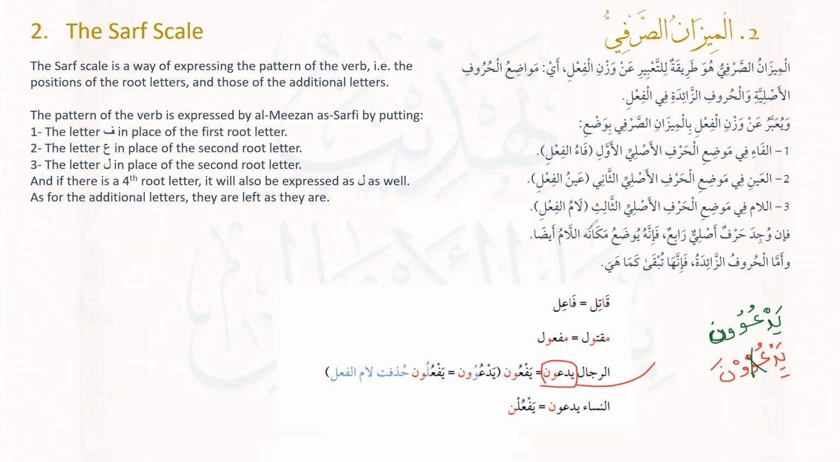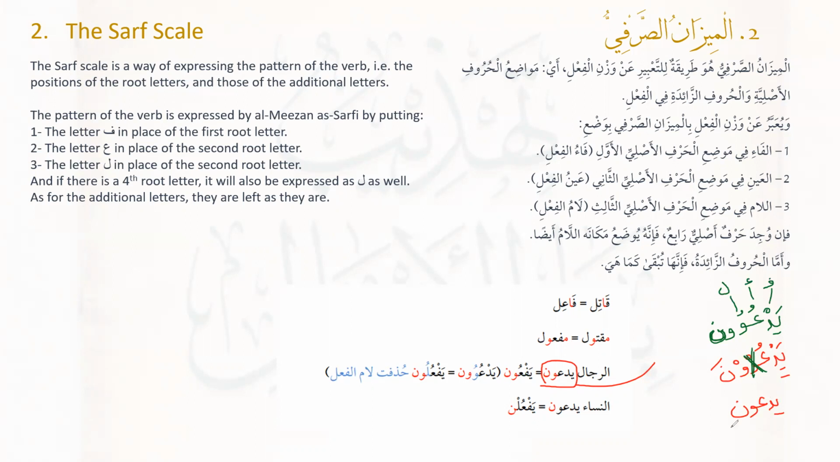عرفتم؟ طيب. Now, the fi'l that was يدعو, and waw noon is addition. So this is the fa' al-fi'l, dal. Ain is the ain al-fi'l, and waw was the lam al-fi'l. We remove the lam al-fi'l, and we are left with يدعون.